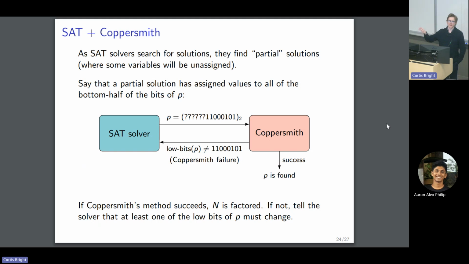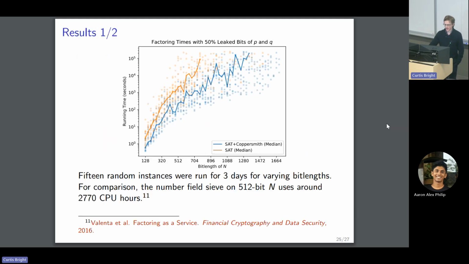Coppersmith, even though it failed, gives us information that we can use to speed up the search. At least that was the thought. And it turned out that actually works in practice. So this is the data that Yameen generated. Basically, you generate 15 instances for varying bit lengths, starting at about 128 bits, going up to almost 2,000 bits. And you just ran them for 3 days with the SAT solver, with both the SAT with Coppersmith applied, and also the pure SAT approach.